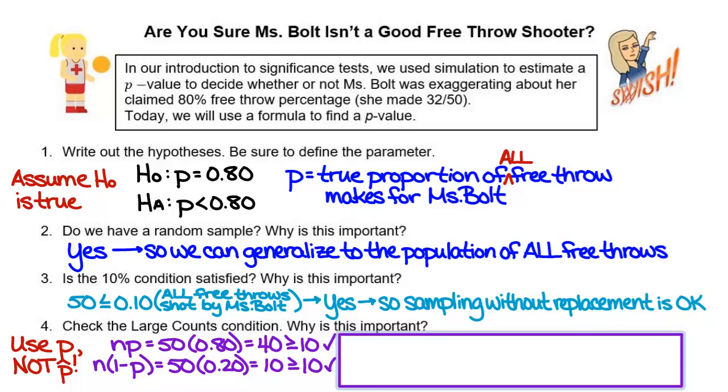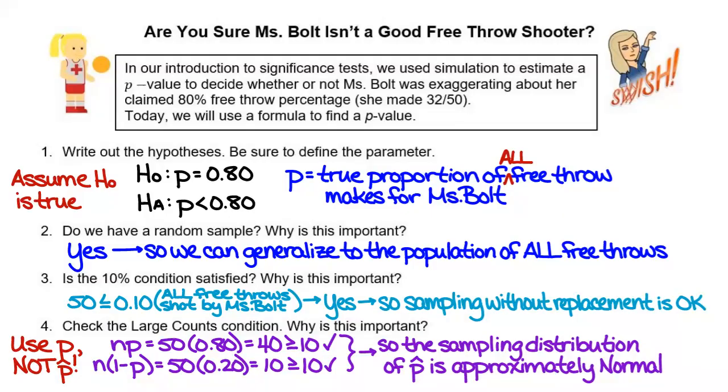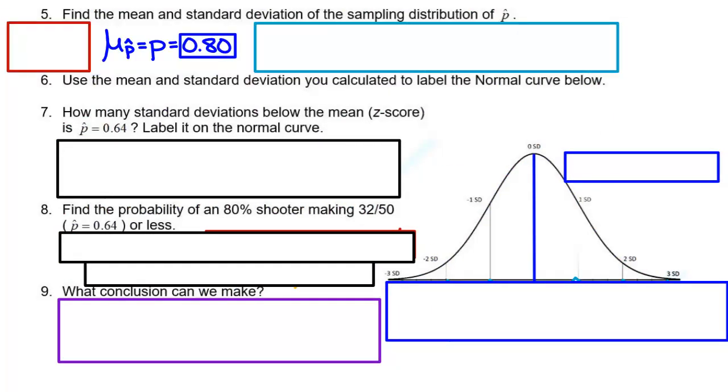Why would it be important to pass the large counts condition? What are we checking for there? We're checking for normality. So the sampling distribution of P hat is approximately normal. What would the mean of the sampling distribution be? What's the mean of P hat? Asking you to go back before break. That was chapter 7 stuff that we tested on before the final exam. The mean of P hat will be whatever P is. What's our P here? 0.80. So mean of P hat is just P, which is 0.80. And remember, we're using P, not P hat.